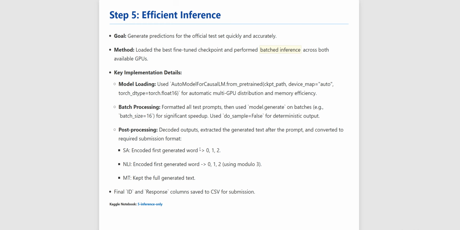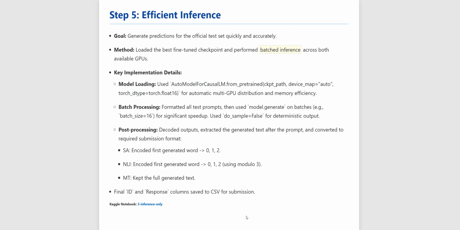The entire inference only takes 104 seconds to generate the full submission. It's lightning fast. For post-processing, I decoded outputs, extracted the generated text after the prompt, and converted to the required submission format. And the result? Second place with a private leaderboard score of 0.529.